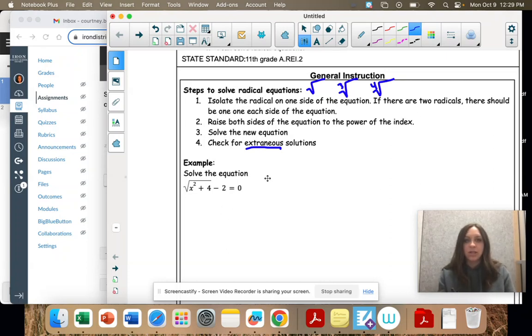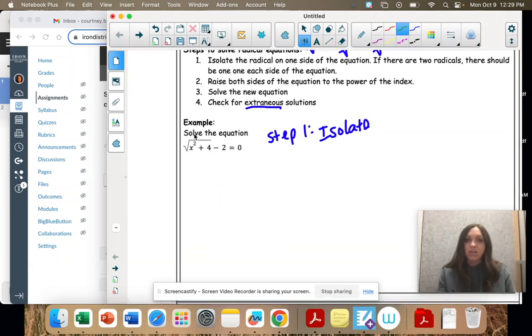So step one is isolate. That means make it be by itself on one side of the equation. So right now, our radical is not isolated. Do you see what needs to be moved to the other side of the equation? Yeah, we got to add 2. Now we have square root of x squared plus 4 equals 2. Now it's isolated. Now just on the left-hand side of the equation is the radical.